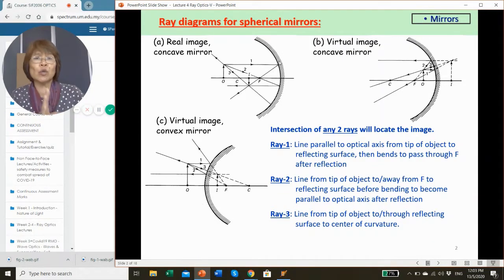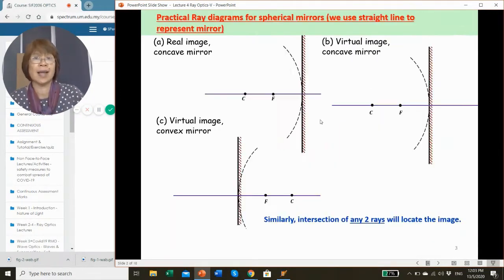So you just use a ruler, you draw the straight line. I'll show you in the next slide. See? These are the same arrangement as in the slide before, but instead of the line that represents the mirror, we're going to draw a straight line. Now, this is valid if we are talking about paraxial rays, because near the axis it is quite close to being a straight line here.